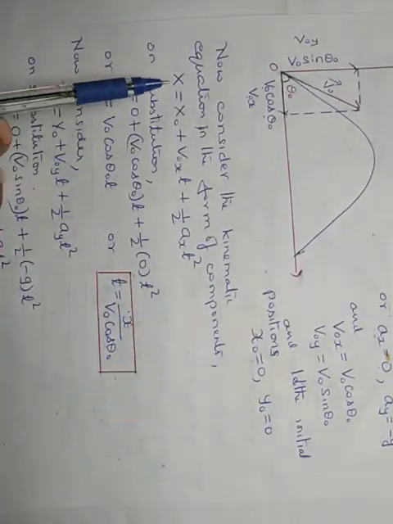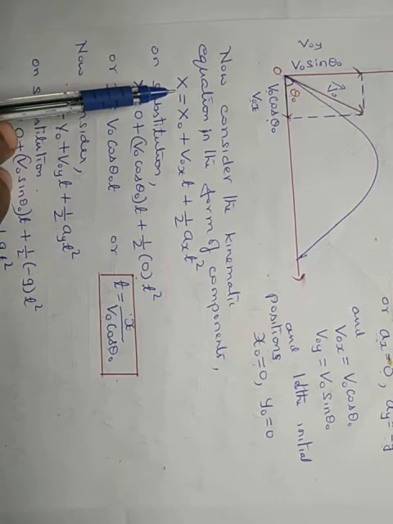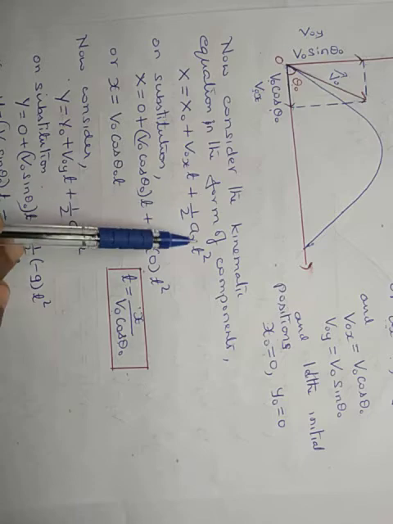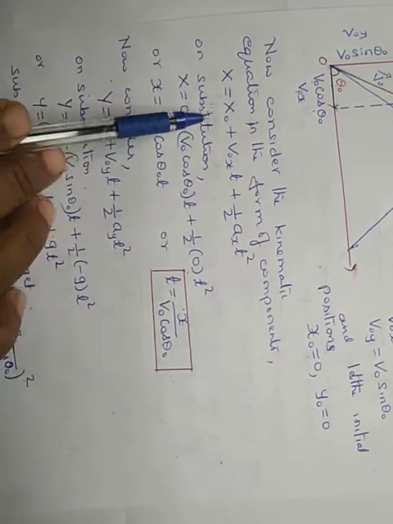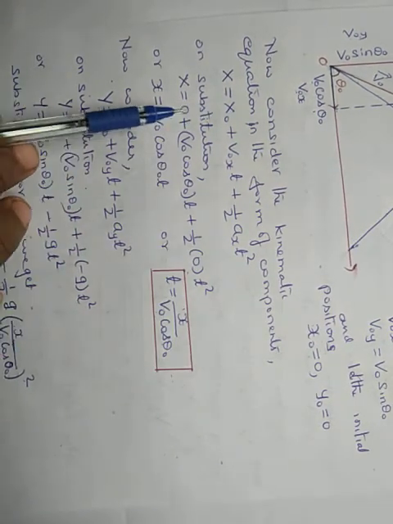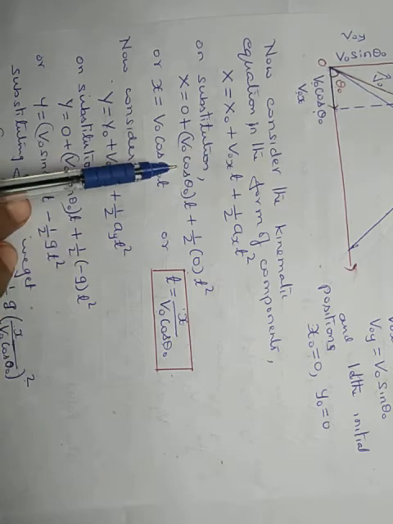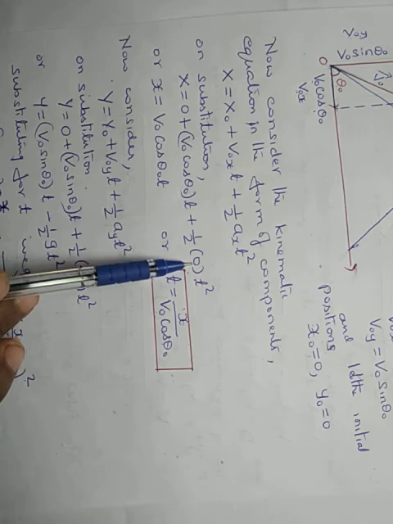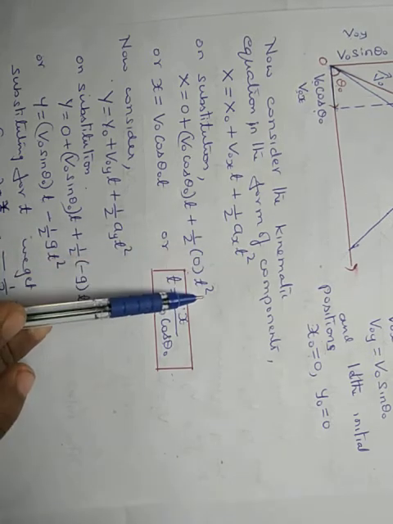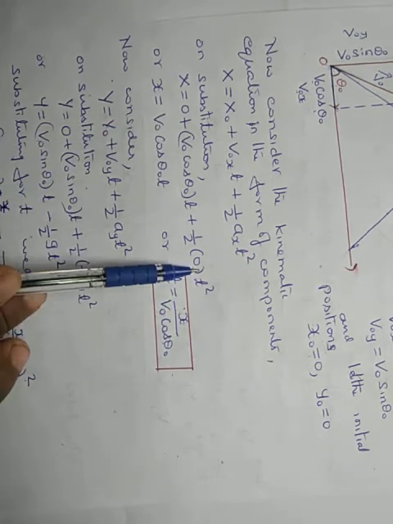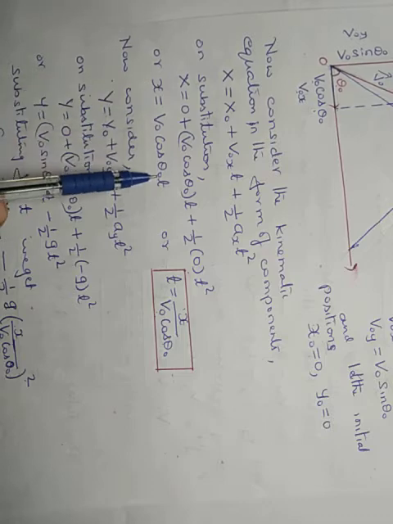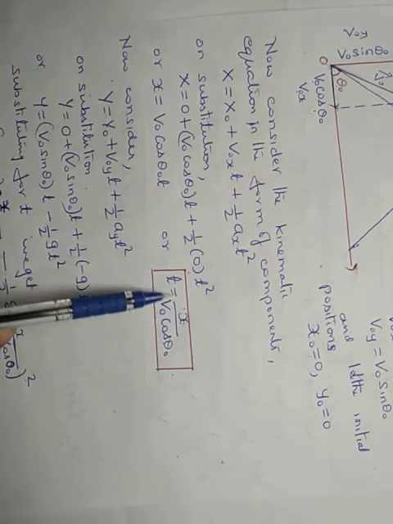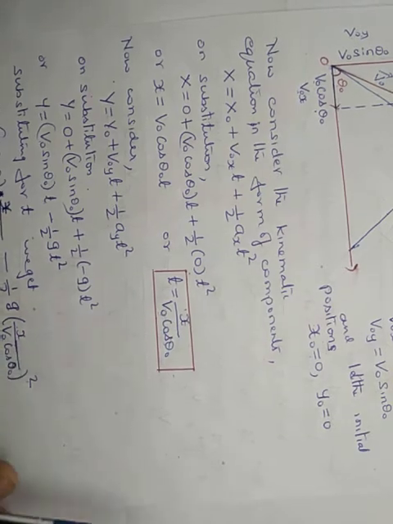You have to consider the first kinematic equation, x equal to x naught plus v naught x t plus half a x t square. Then substitute the values for x naught, v naught x into t plus half into the value of a x into t square. These two terms cancel, you will get x equal to v naught cos theta naught into t, or t equal to x by v naught cos theta naught.